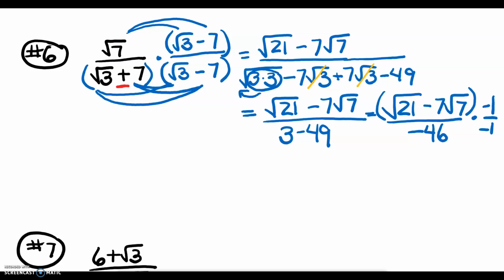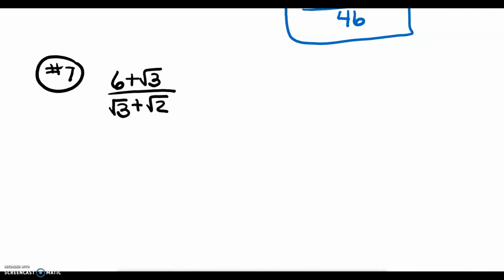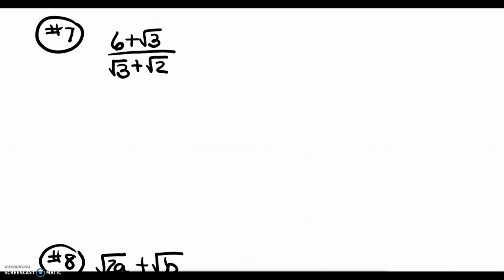So when I'm done with this problem, I get negative radical 21 plus 7 radical 7 over a positive 46. So I'm done with that one. This problem's a lot like number 7 on your worksheet. So again, we're rationalizing our denominators. We have a binomial in the denominator and in the numerator.